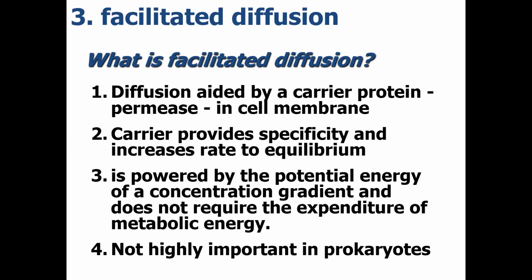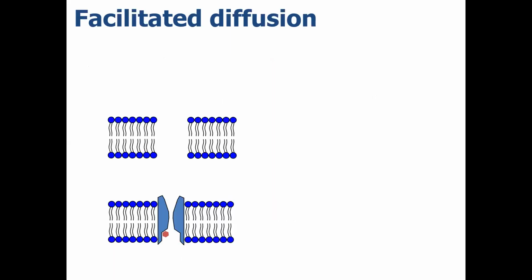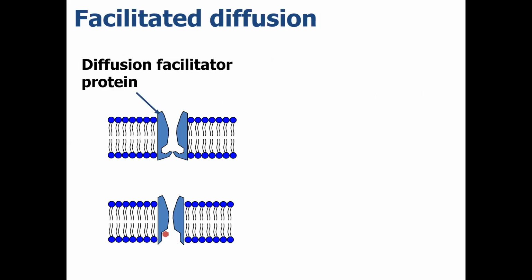It is powered by the potential energy. That means it doesn't require cell energy. The concentration gradient does not require the expenditure of any type of metabolic energy. It is not highly important in prokaryotes; generally it occurs in eukaryotes. But some bacterial cells also carry out facilitated diffusion.